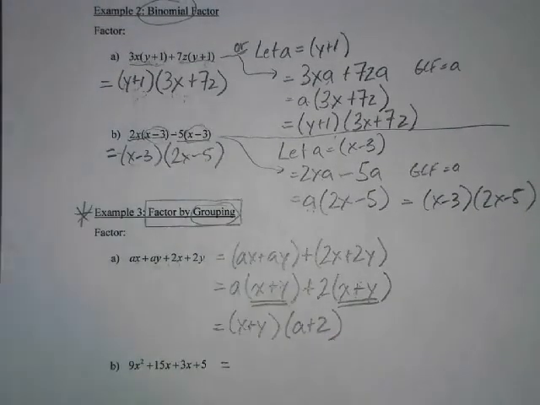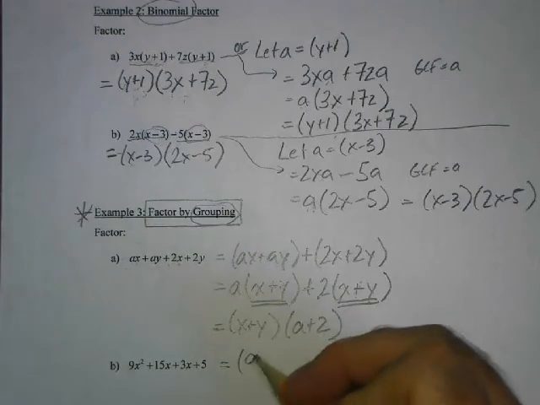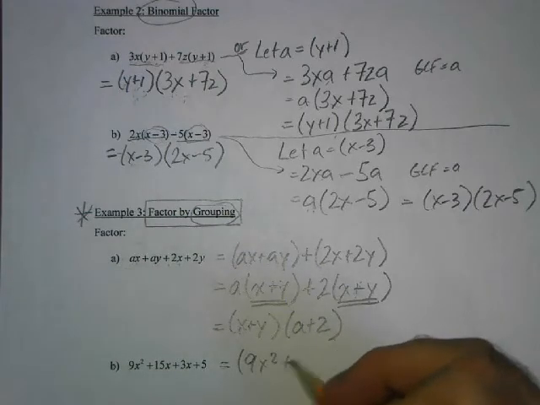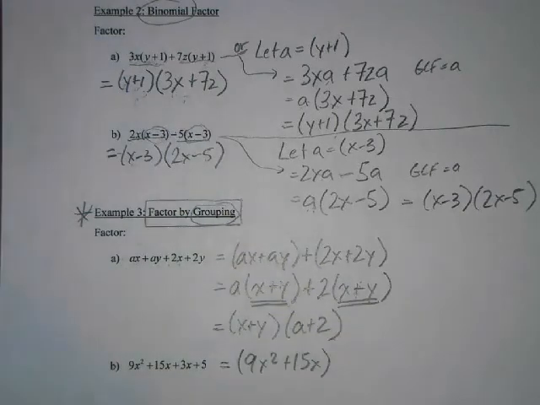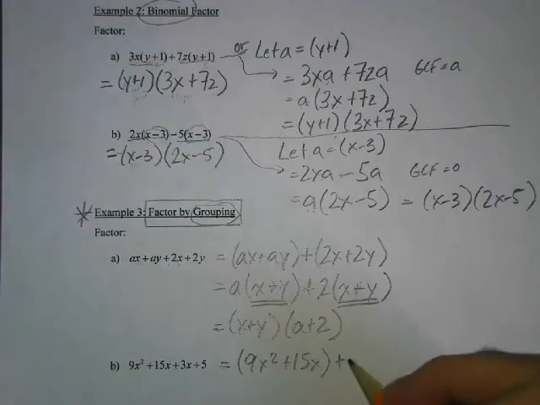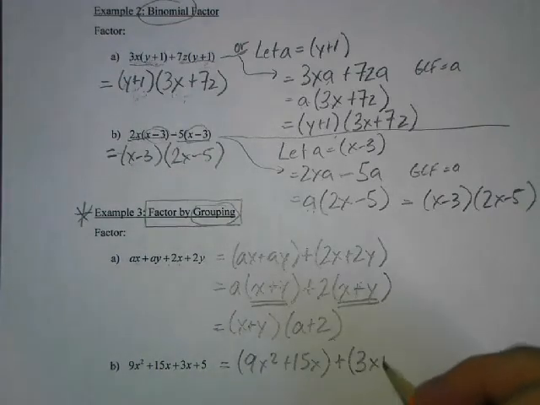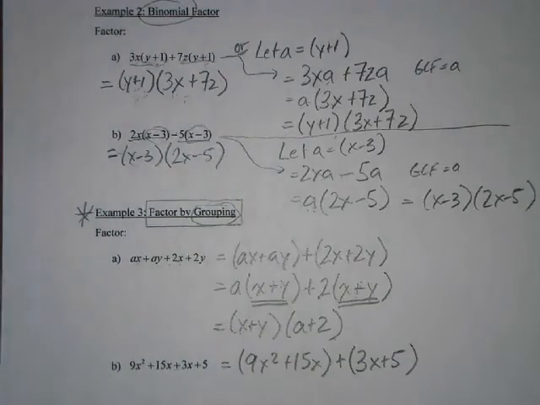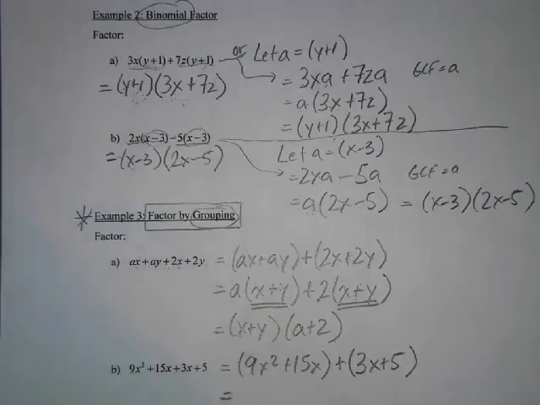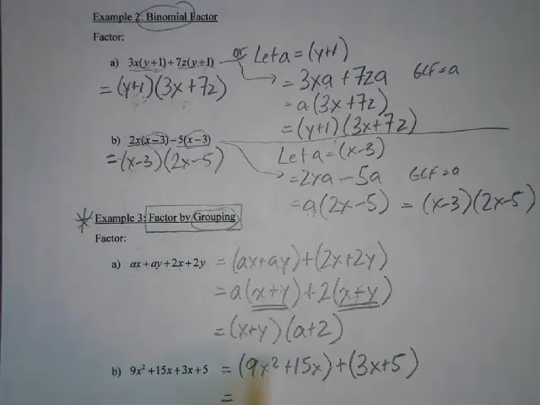So if I'm going to group these, it means putting brackets around the first two, 9x squared plus 15x, bracket, and then we put the sign that's a plus 3x, so I put a plus between these two sets of brackets, and then 3x plus 5 goes here. Okay. Now again, just like we did up here, we're going to take each group and find a common factor for just those two, and then try to do it over here.